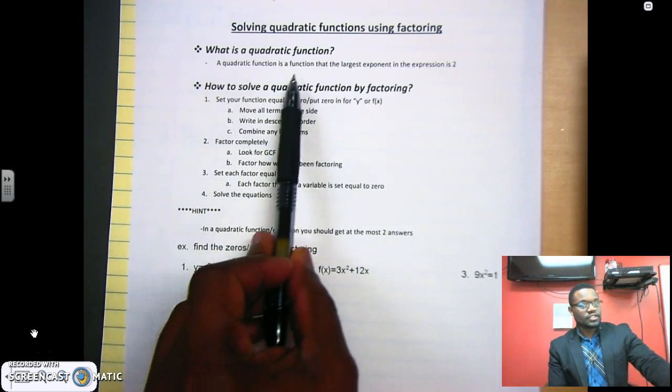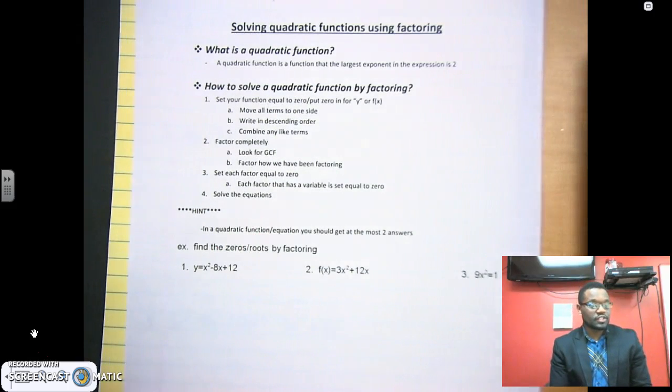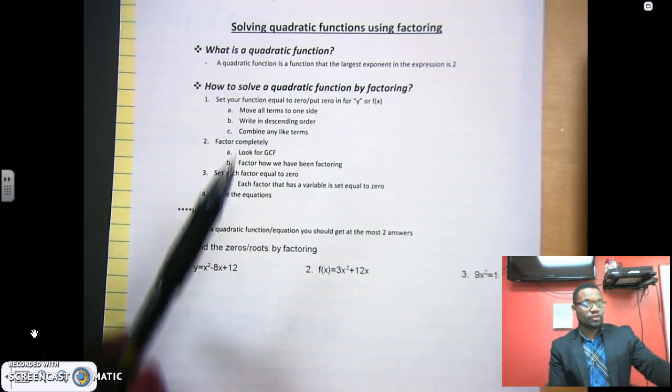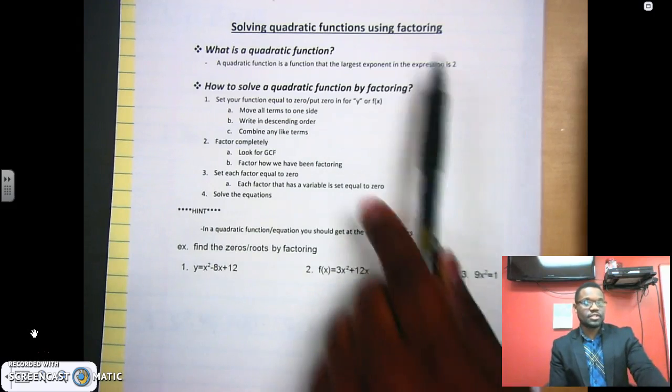A quadratic function is a function where the largest exponent in the expression is a 2. Okay, so we're not talking about to the third power or something like that. It's the highest, so the biggest exponent is a 2. How do we solve? Notice it says by factoring.